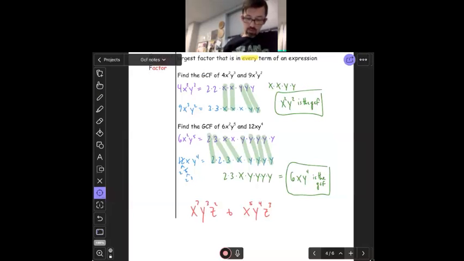So I'm looking where we started and what the GCF is. Where we started, what the GCF is. You guys notice a pattern in regards to the variables?